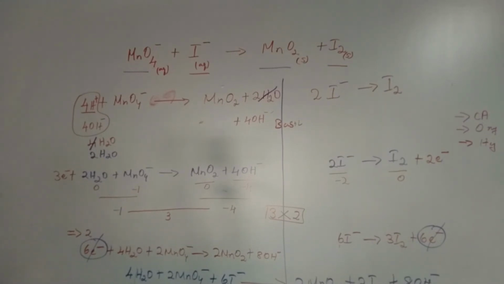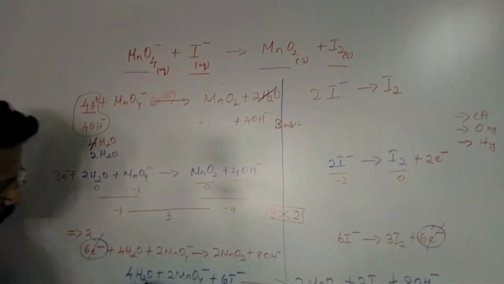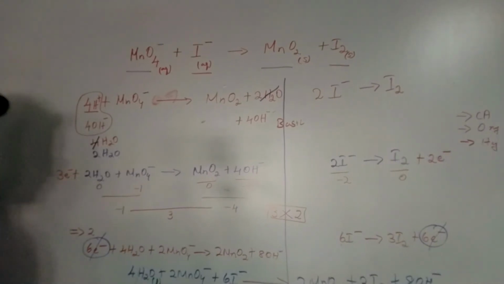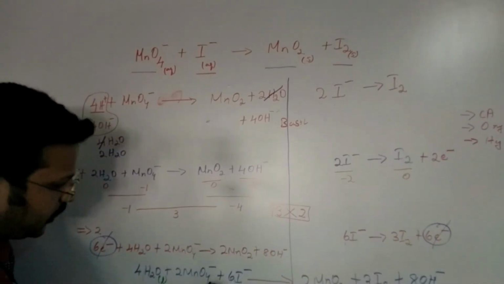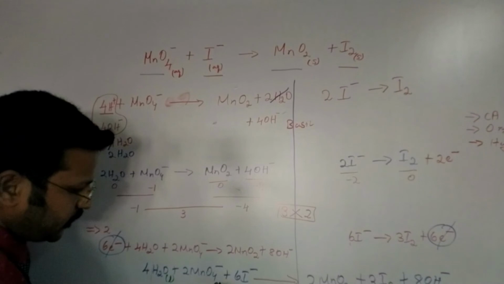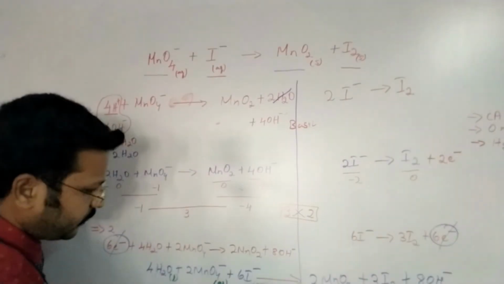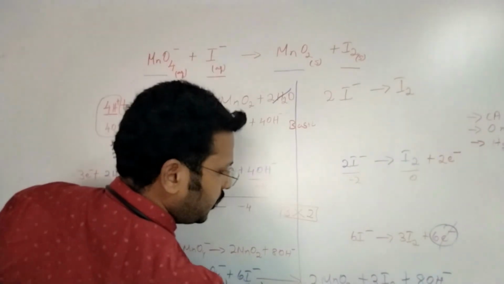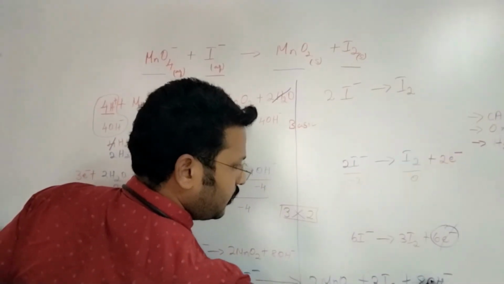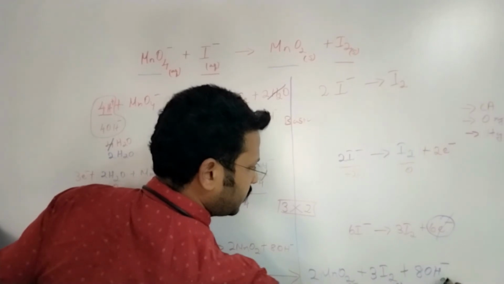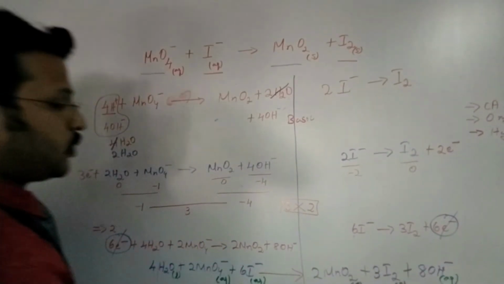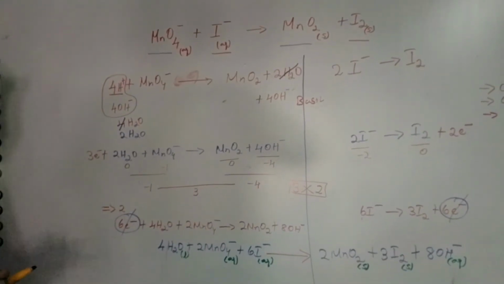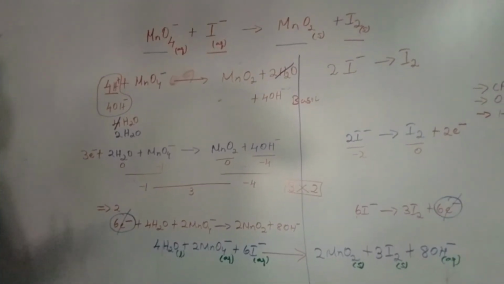So the final step, we have to write the physical state of each component. Here water is in liquid state, MnO4 minus is in aqueous state, I minus is in aqueous state, MnO2 is in solid state, I2 is in solid state, and OH minus is in aqueous state. So don't forget to write the physical state of each element.